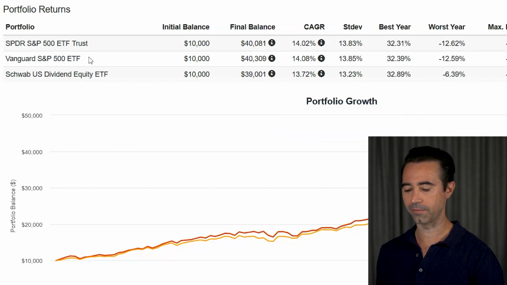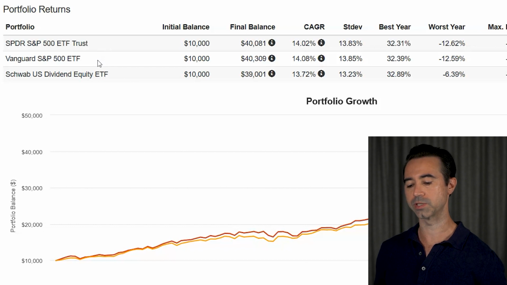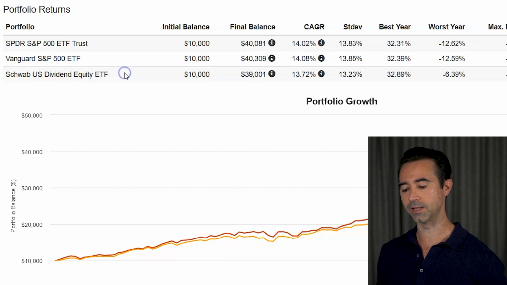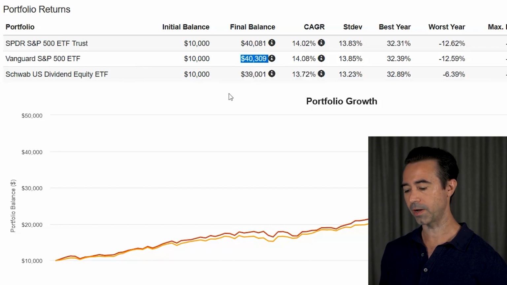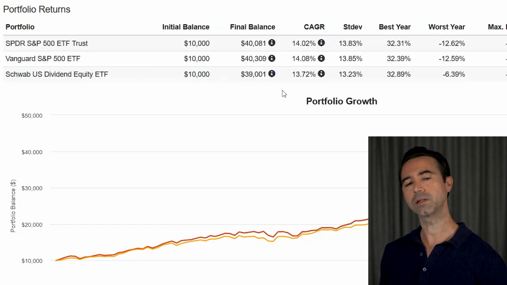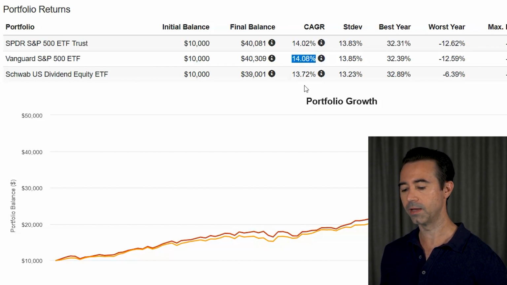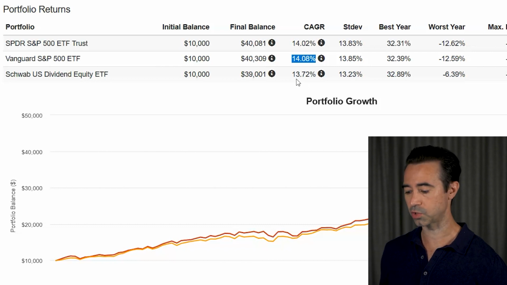So we have the Spider S&P 500 Trust, that's SPY. We almost don't need to look at it, but we're going to keep it in here just because there is some interesting stuff. We have VOO here, Vanguard S&P 500 ETF, and the Schwab US Dividend Equity ETF. So, okay, final balance of investing $10,000 over 10 years, you get this. You get about $40,000 in Vanguard. You get about $39,000 in Schwab. So, okay, very close. Not too big of a difference, but you did definitely get a better compound annual growth rate in Vanguard than you did in Schwab.